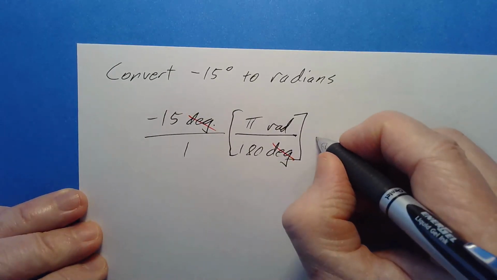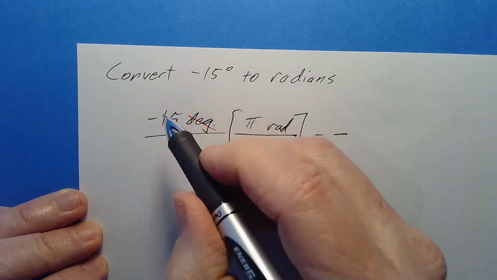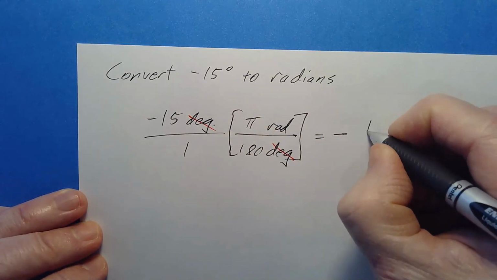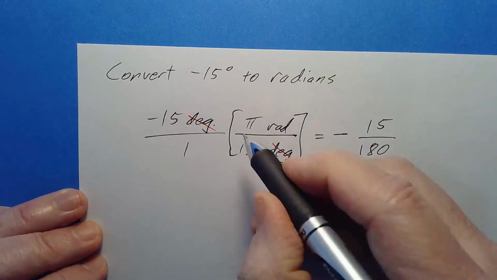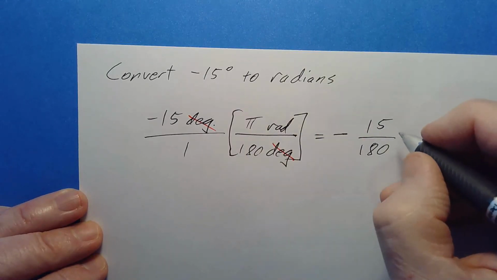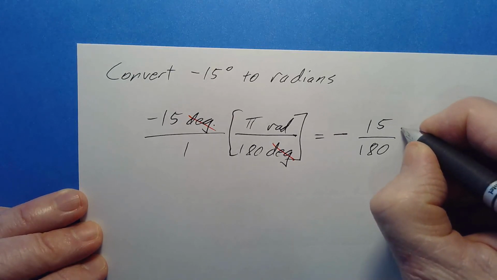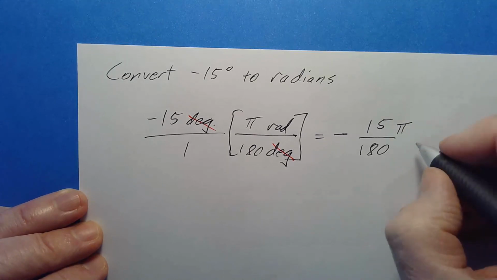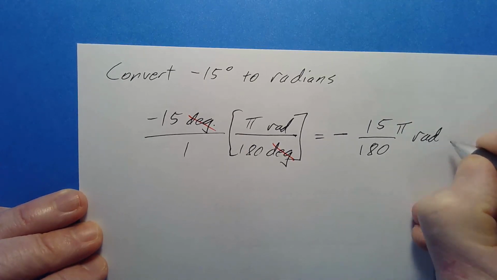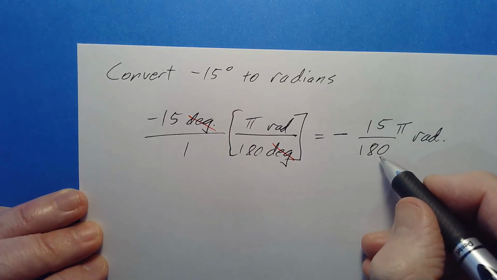Okay, no, I'm not going to try and do that one in my head. Let's write that out. Okay, I've got now. Remember that there's a minus sign here. Do not forget the minus sign. Okay, I've got 15 over 180, but I also have this pi. So make sure we write that down, right? I've got 15 pi over 180. Again, this is radians.